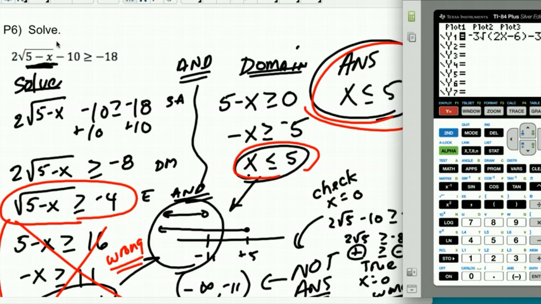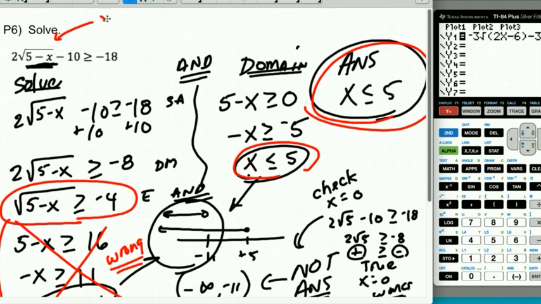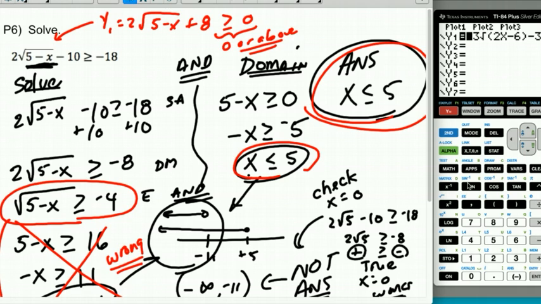So if I were to put this into my calculator, the way I would put this in is in my y1, I would put 2 root 5 minus x. I'm going to add the 18 over, so I'm going to get plus 8, and I want greater than or equal to 0. So what this means is 0 or above. Right? That's what that means. So that's what I'm looking for with my eyes.